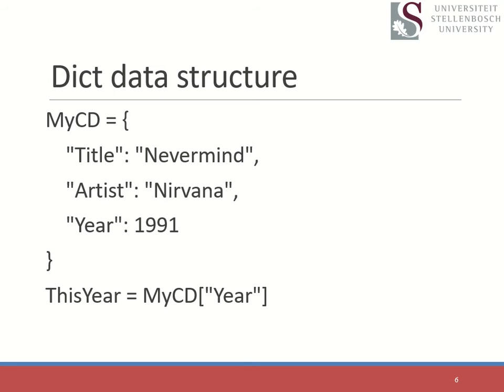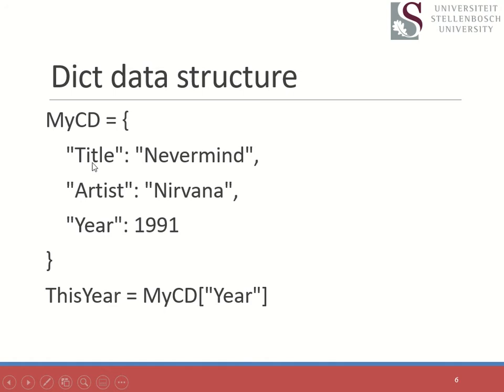Okay, we see that we have curly braces on this one. The myCD data structure is defined over all of these fields. So myCD doesn't equal just the title or just the artist. It represents all three of these fields. What we have, though, is a key value pair.